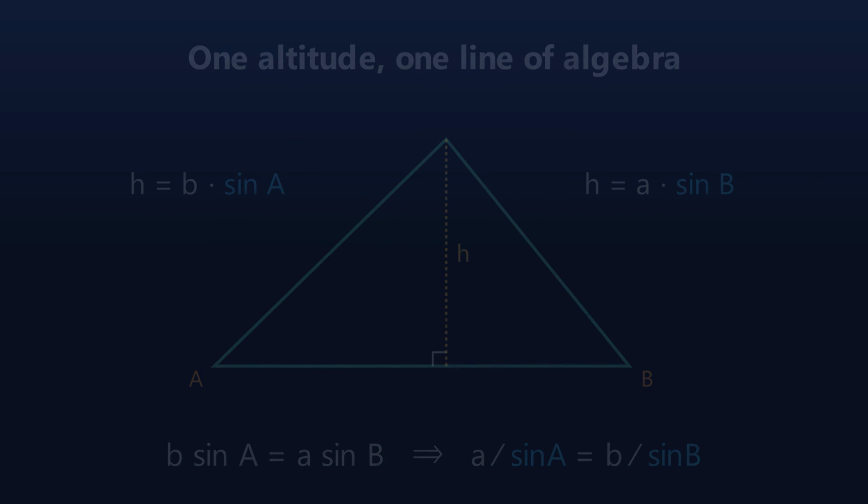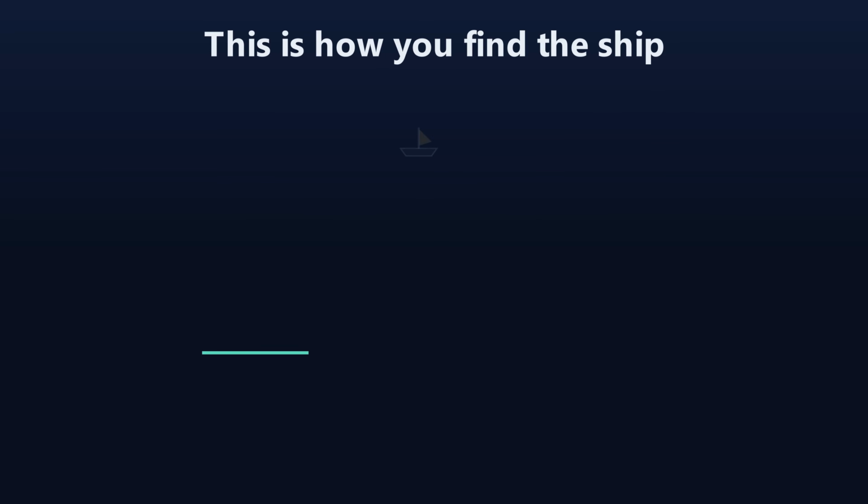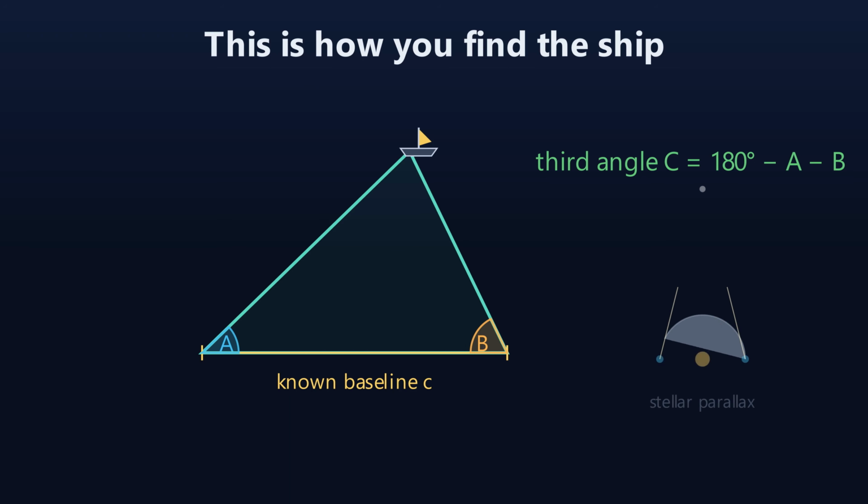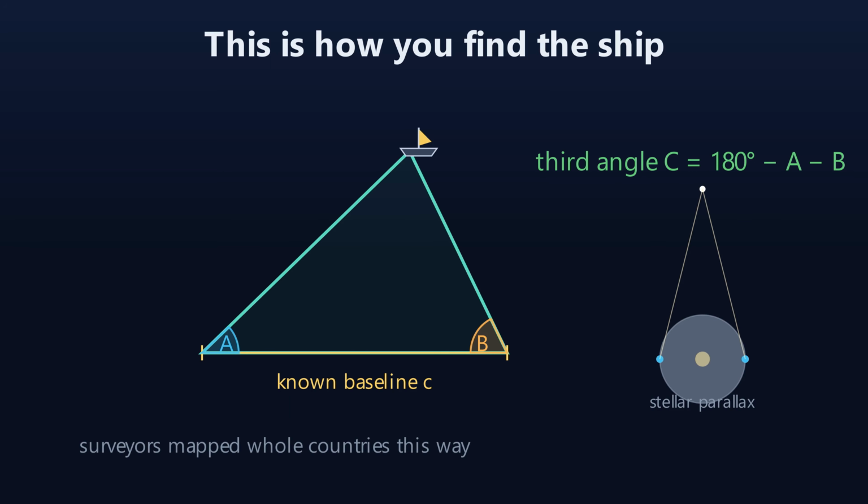This is exactly how you find the ship. 2 lighthouses, a known baseline, 2 measured angles, and the third angle is just whatever's left to reach 180 degrees. Now every side is reachable from that single baseline. Surveyors mapped entire countries this way, one triangle at a time, long before satellites existed. And astronomers used the very same idea to measure the distance to nearby stars, using the whole width of Earth's orbit as their baseline. But the law of sines has a blind spot.